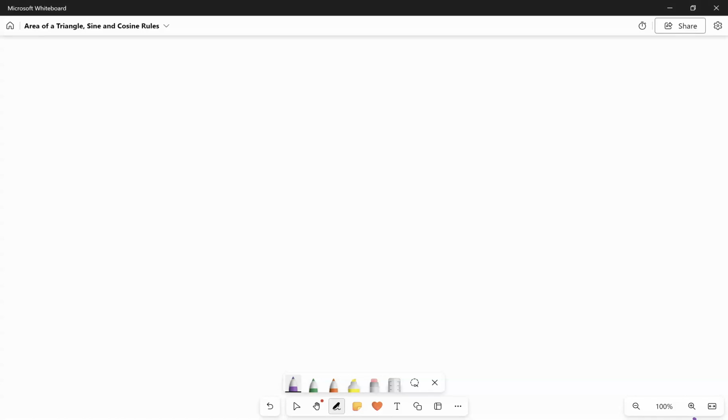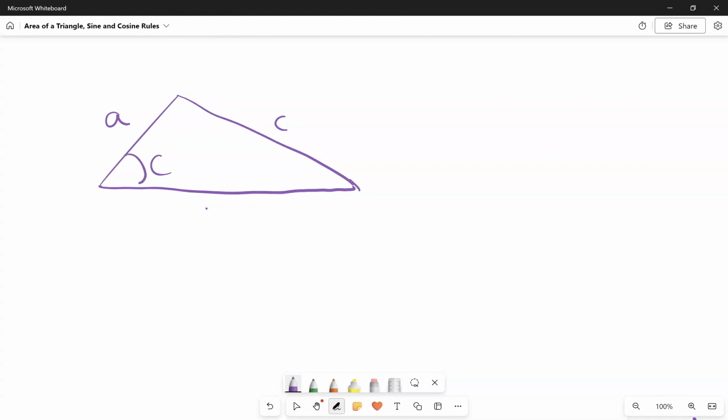In this video, we're going to look at some simple derivations for the area of a triangle and the sine and cosine rules. So to start with, let's look at the area of a triangle, and I'm going to define some labels and parameters. Let's draw this. Let's say this is C, that's A, and that's B. And so we want to get the area of this triangle.